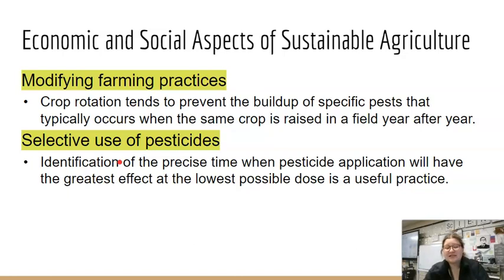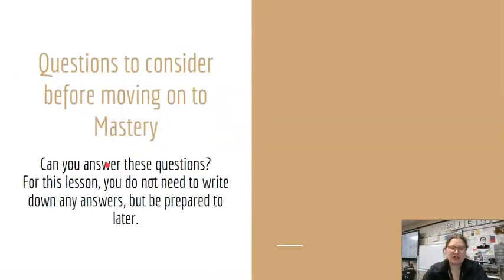So this still allows them to have kind of a monoculture, but instead of constantly saying, that's the field that we're growing soybeans in, rotating it so that we can protect that soil and protect those plants from pests. And then also the selective use of pesticides. So identifying the precise time when pesticide application will have the greatest effect at the lowest possible dose is a useful practice. These things can cause increases in food costs, at least temporarily, until they are the norm. So it does require a little bit of social change as well.